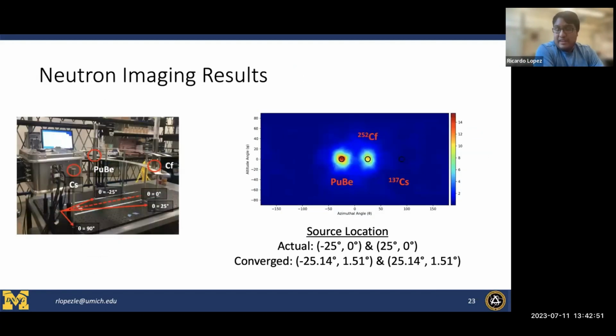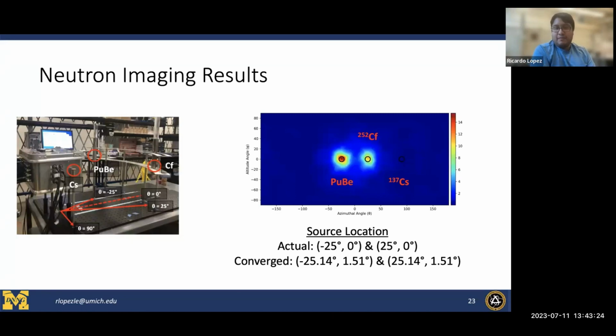It's a similar story with the neutron imaging results. So again, we were able to see hotspots corresponding to both the plutonium source and the californium-252 source. Both of these are emitting neutrons, which is why you end up seeing two hotspots at their respective locations. But then far to the right at 9 degrees azimuth, you see nothing, which is what we'd expect, because cesium-137 doesn't emit neutrons, so it wouldn't make much sense to also see a hotspot over there.